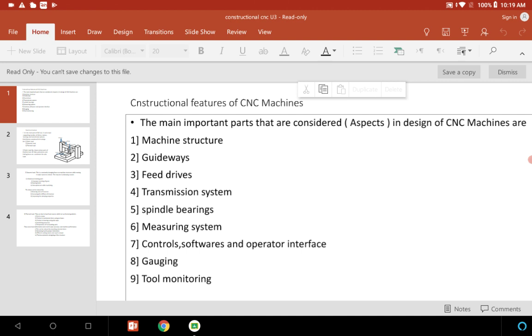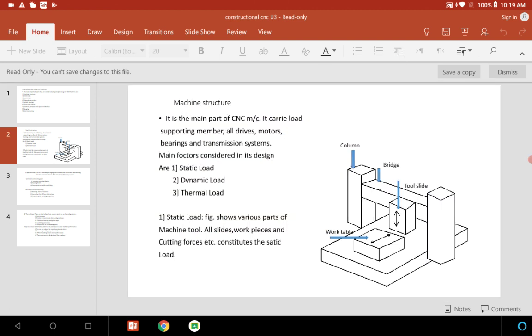A question may come for 3 or 4 marks. You just have to list out the important parts of the CNC machine. Okay, so one by one.